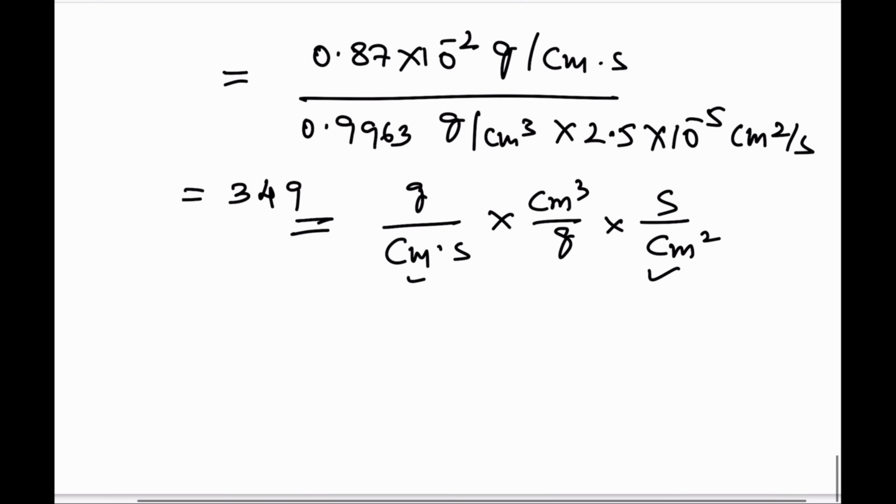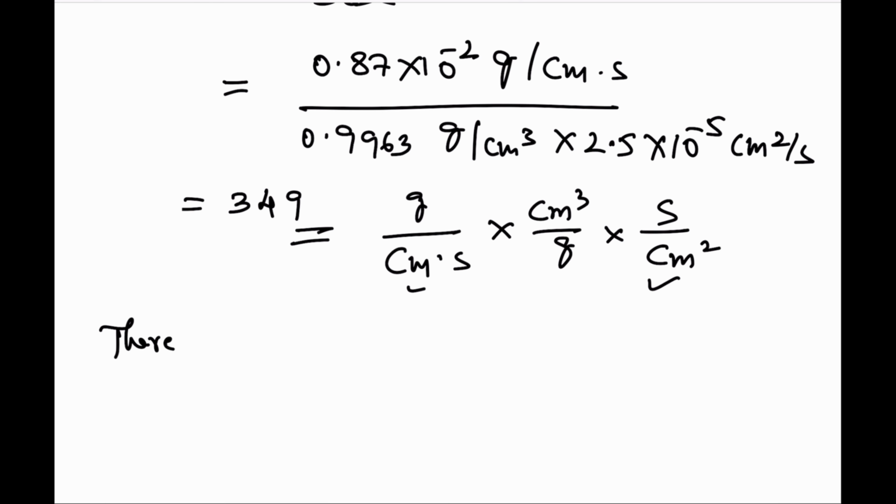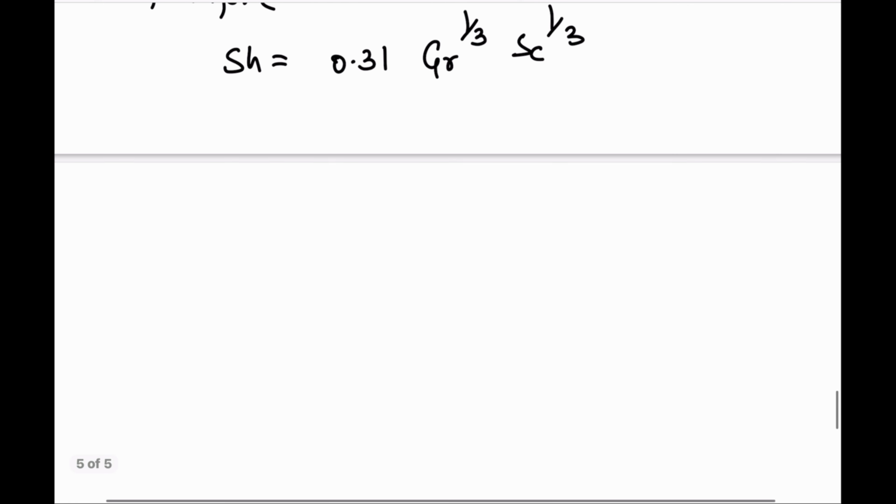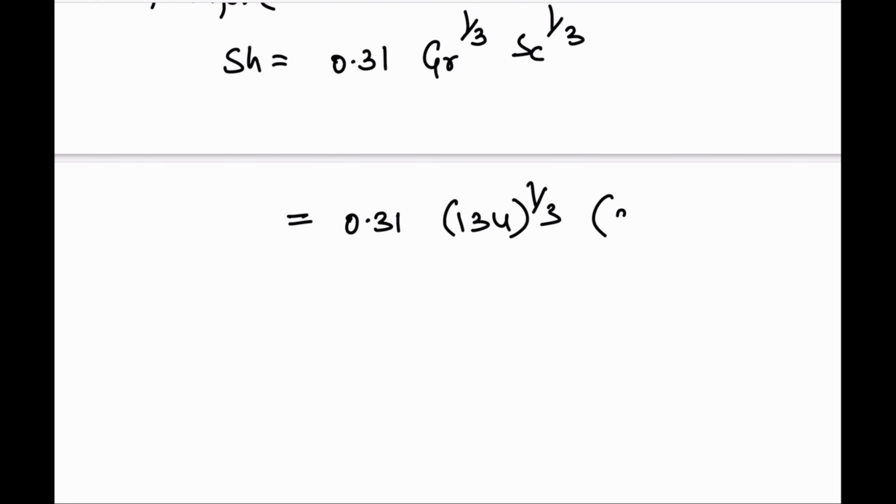Now we can calculate. The correlation between the Sherwood number, Grashof number and Schmidt number is given as Sh is equal to 0.31 Grashof number to the power of 1 by 3, Schmidt number to the power of 1 by 3. Let us substitute the values, that is 0.31 into 134 to the power of 1 by 3, 349 to the power of 1 by 3. If you do the calculation, you will end up with 11.16. So the Sherwood number is equal to 11.16.